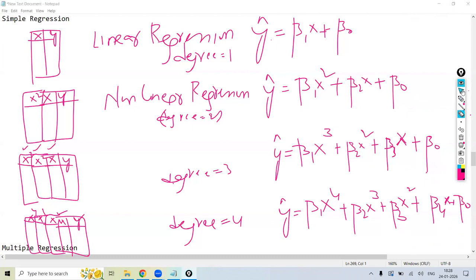The equations, I cannot write the equations on the notepad. So please make a note of equations. The remaining things I can write.